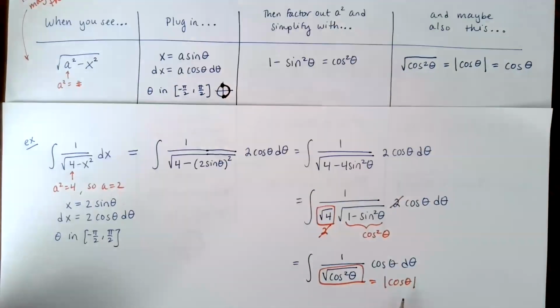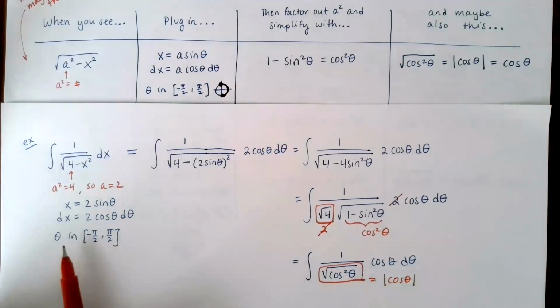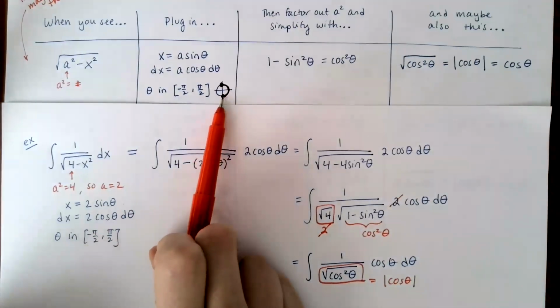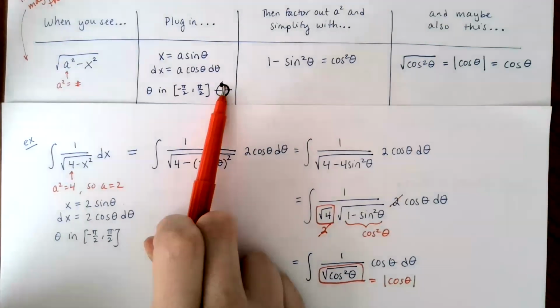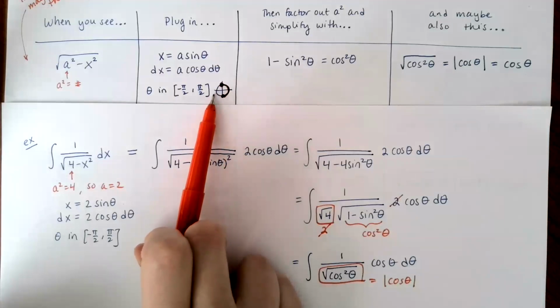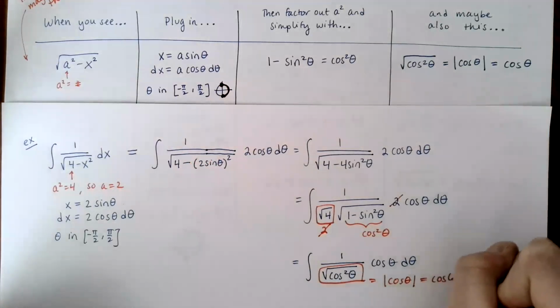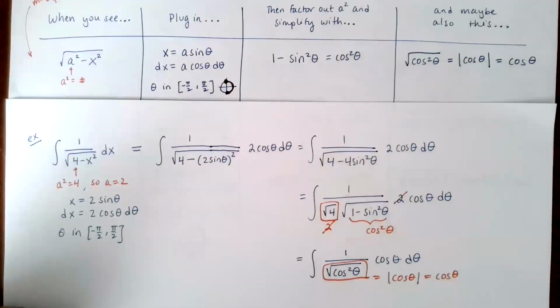But we say, oh, theta is restricted to only be on this right side of the unit circle. And all of the angles here have positive cosine values because those are the x values. All the negative cosines are over here on the left side. So we say, oh, for this particular choice of theta, we really can replace this with just a plain cosine.